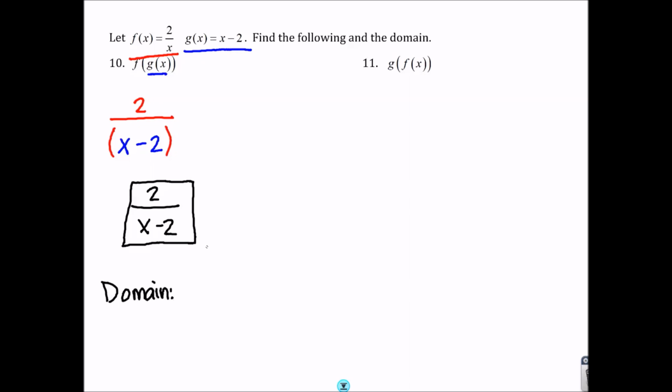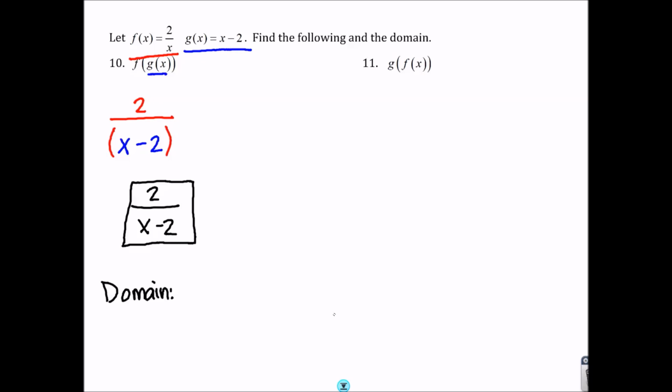When we look at the domain, think about fractions and about division. What is the only number that you are not allowed to have in the denominator? You are not allowed to divide by 0.